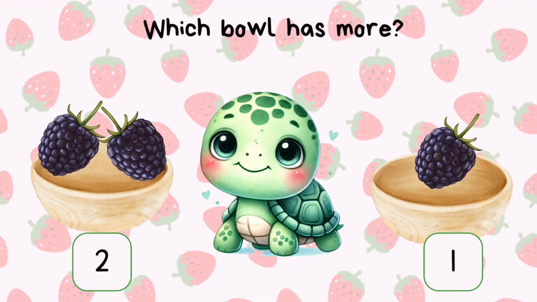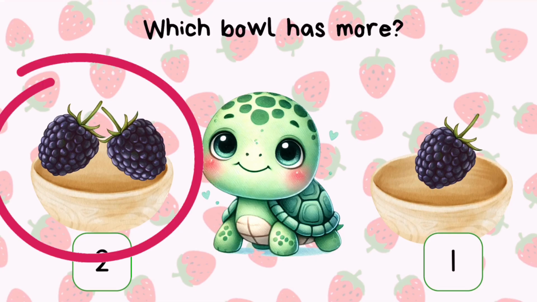Ooh, Tilly looks like she has some yummy berries. This question she's asking, which bowl has more? In this bowl, we have 2 berries. And in the other bowl on the right, we see 1 berry. Which one has more? What do you think? That's right. The one with 2 has more. Great job.